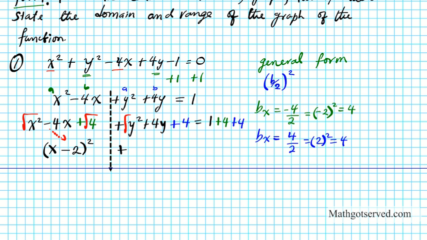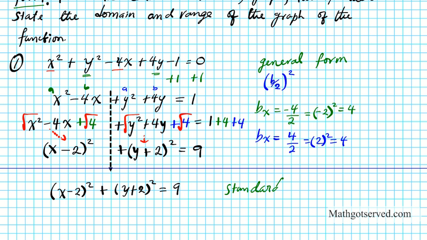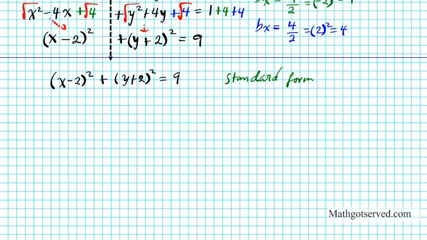We'll take the square root of the first and the last and bring down the middle sign. And in that case, we're going to have (y + 2) quantity squared. Okay? And then we have 1 plus 4 plus 4, which is 1 plus 8, which is 9. So the equation (x - 2)² + (y + 2)² = 9. This is the standard form. Okay? The standard form. Now what we're going to do next is find the radius and the center.